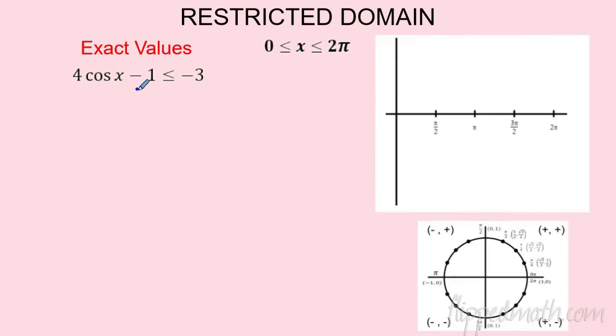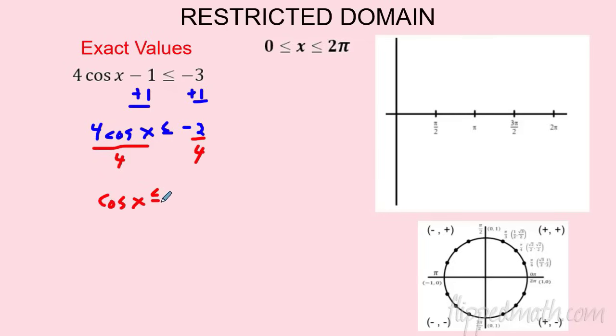All right, let's solve this bad boy. So just like our equations, we're going to go through our steps of trying to get x by itself. So if I want to get x by itself, got to add 1 to both sides. So I'm going to add the 1 to both sides, and I'm looking at what? It's less than or equal to -2. Then I need to get rid of that 4 in front, so I'm going to divide both sides by 4, and we're looking at cosine x is less than or equal to, I'm going to go ahead and reduce that, -1/2.